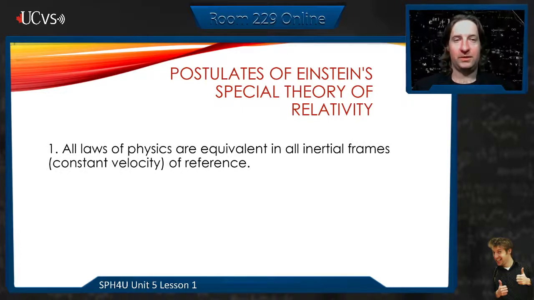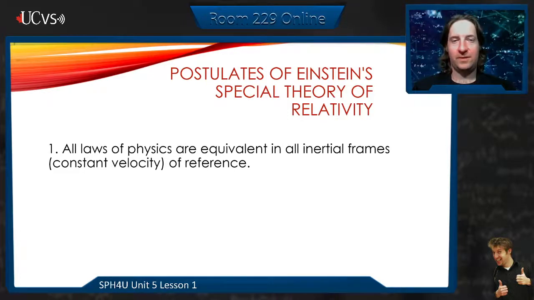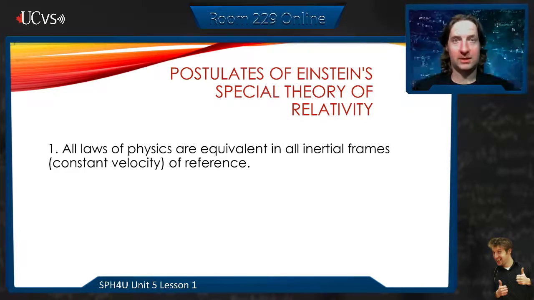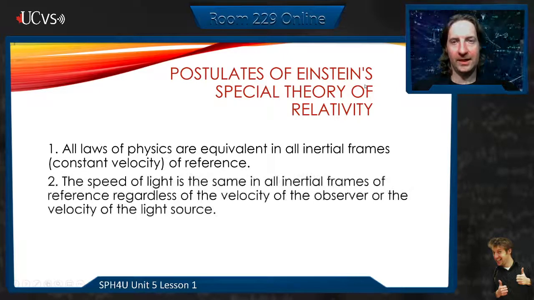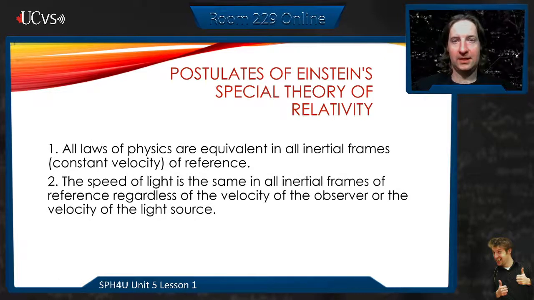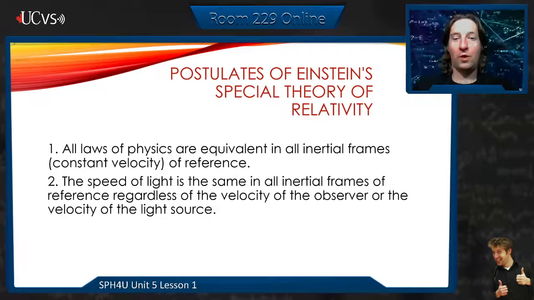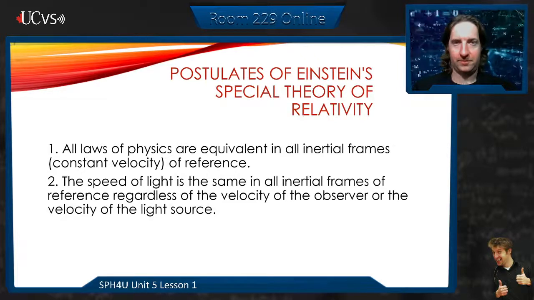The postulates of Einstein's special theory of relativity are: number one, all laws of physics are equivalent in all inertial frames of reference. Right, we've already said this basically. This is a very Newtonian idea that the laws of physics are the laws of physics in every inertial frame of reference. He went a little bit farther and said that the speed of light is also the same in all inertial frames of reference, regardless of the velocity of the observer or the velocity of the light source.